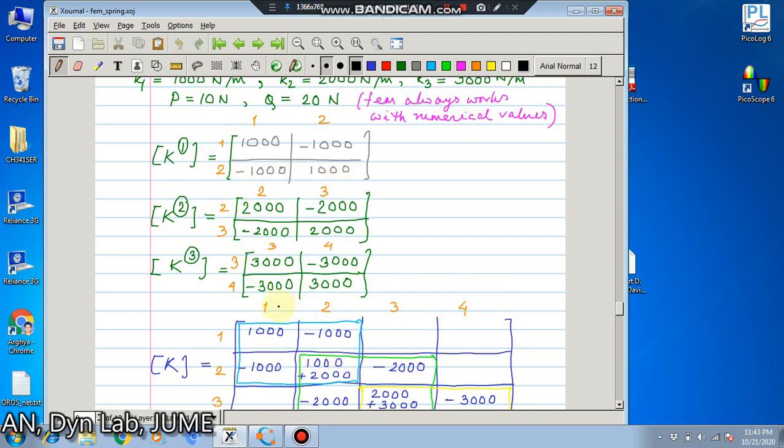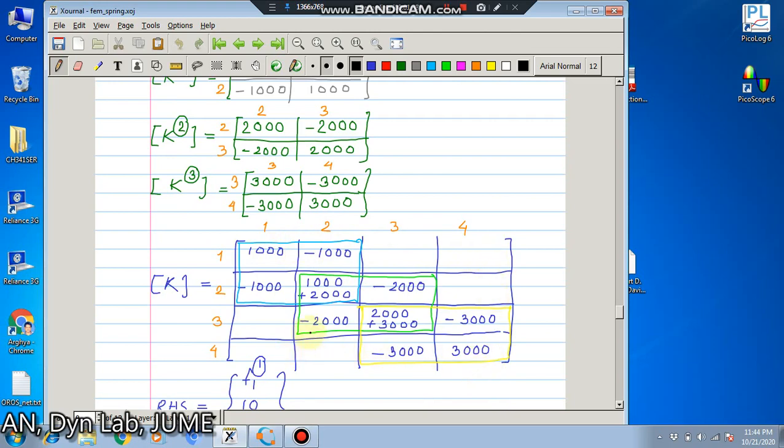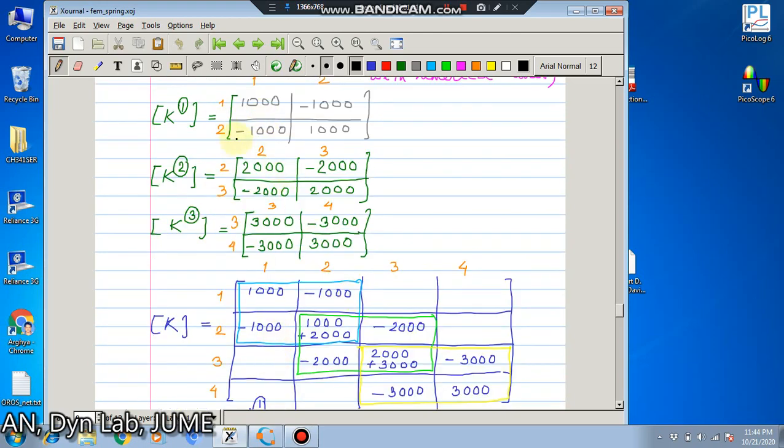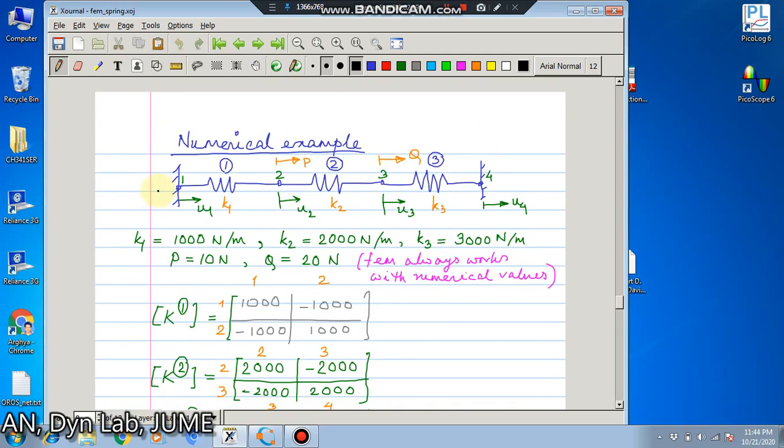So the system has 4 degrees of freedom. So the system stiffness matrix will be 4 by 4 in size. And 2 1 will go here, 2 2 will go here, but 2 2 will also come from here. 2 3 will come from here, 3 2 will come from here to here, and 3 3 will be here, but at 3 3 this will also come. 3 4 this will be here, 4 3 this one, this 4 4. I think it's here. This is the assembly of stiffness.